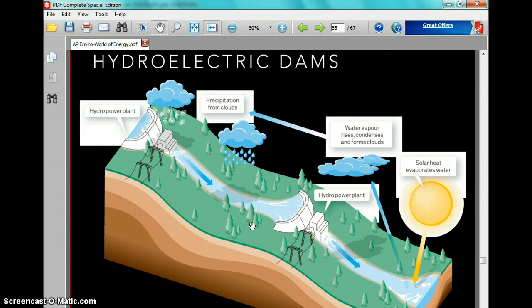So here's an example of a hydroelectric dam. You can see that it uses the natural elevation to actually bring the water down to the hydropower plant, and then when the clouds go up, it rains down, and just like runoff, how that goes down the side of a mountain, this goes down the side of a hill.